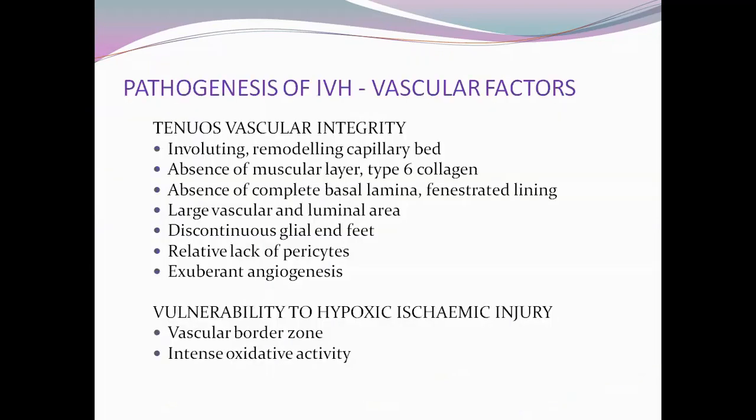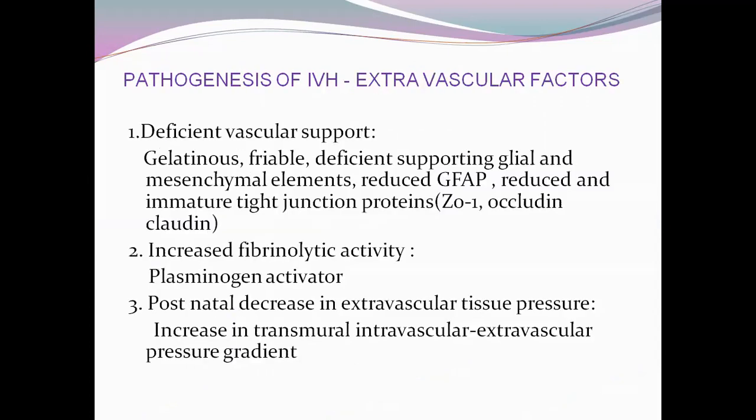So, vascular factors, as we already discussed: the vessels in the germinal matrix are basically of large diameter, lacking mesenchymal support, and the basement membrane is also deficient, and with constant angiogenesis, the zone is in a relative state of hypoxia all the time. Extravascular factors: there are reduced supporting elements in terms of reduced glial fibrillary acidic protein, and reduced and immature tight junction proteins, zonulin, occludin, and claudin.